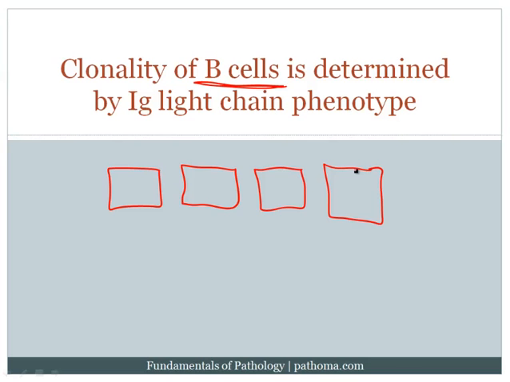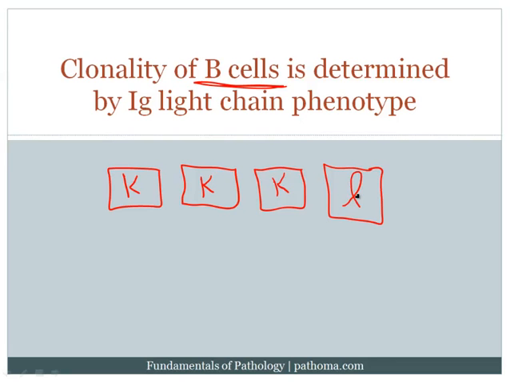And generally speaking, the ratio of kappa to lambda cells within the lymph node, or within any collection of lymphocytes, is 3:1. So if we had 4 cells making up this lymph node, 3 of the cells would express kappa light chain, and 1 of the cells would express lambda light chain.